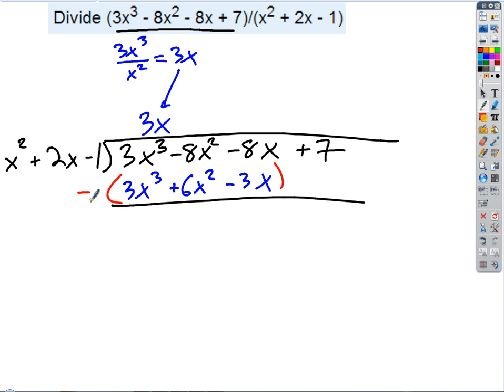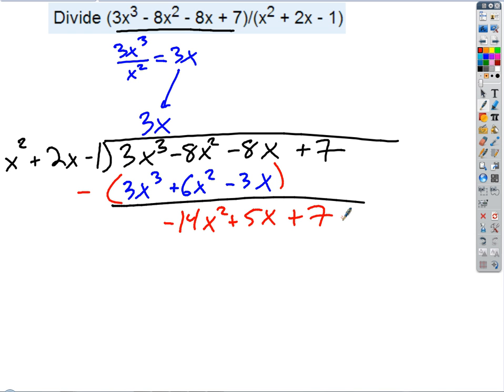Then you get in the habit of saying 3x cubed minus 3x cubed cancels. Negative 8x squared minus 6x squared is what? Negative 14x squared. You got to be real careful about those signs. Negative 8x minus negative 3x, negative 5x, because we're adding the 3x. This is the part that you got to be real careful with. And then I just bring the 7 down.